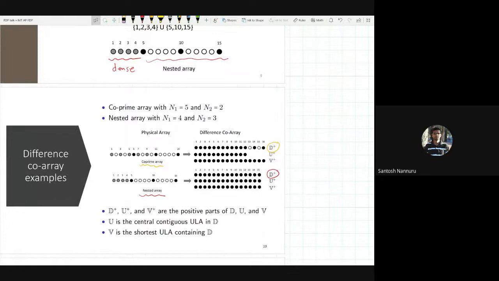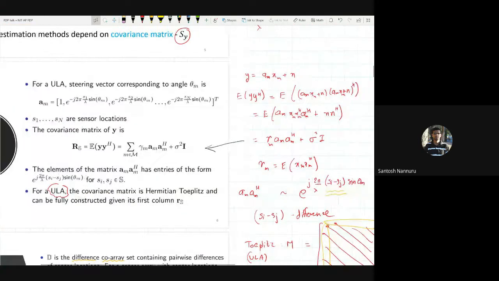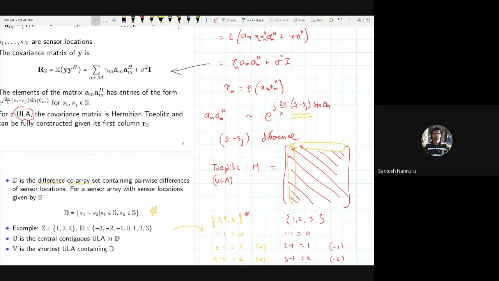So now what happens is, if I look at the covariance matrix, right? We go up. Yeah, this one, right? It will have entries of the form e raised to j si minus sj into something. Right? So if it's a ULA, I know there are only n distinct si minus sj possible, the non-negative ones. Whereas if it is sparse, si minus sj is nothing but the difference co-array, right?